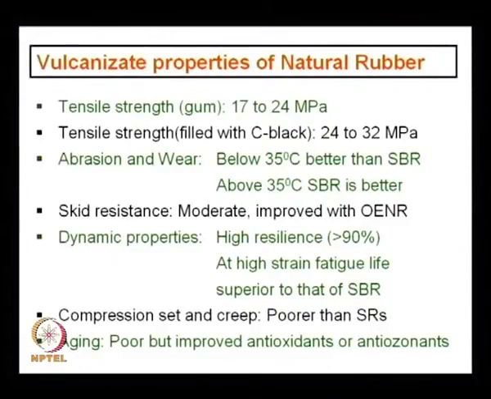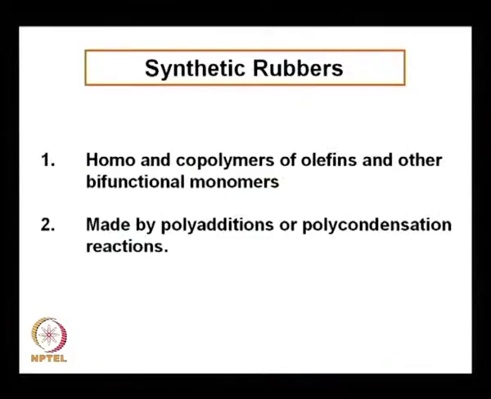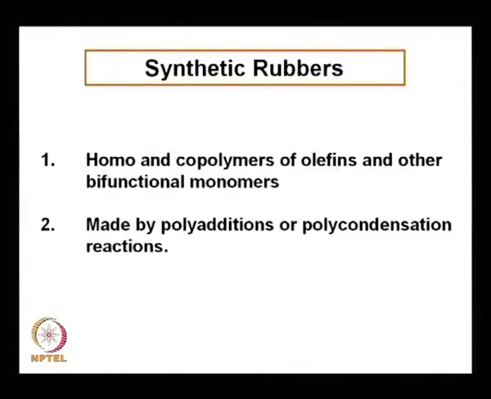creep properties, relaxation properties. Aging, poor, but improved antioxidants can prevent such aging characteristics. Synthetic rubbers, there are various polymers available as synthetic rubbers. These are homopolymers. Say polybutadiene is a homopolymer, styrene butadiene rubber is a copolymer, ethylene propylene rubber is a copolymer. Okay. So, there are homopolymers and copolymers which are used as rubber, and they are made by polyadditions or polycondensation reactions of different chemical compounds for making a synthetic rubber.